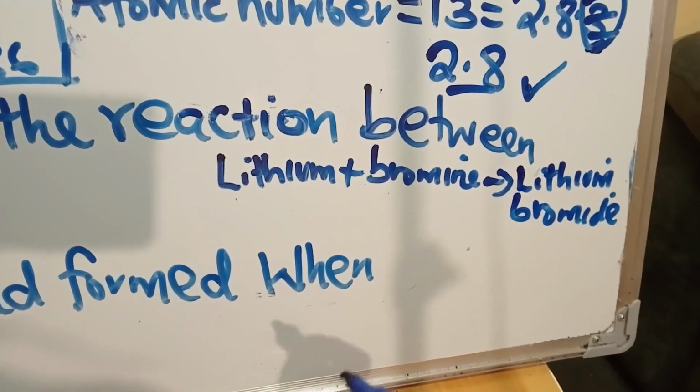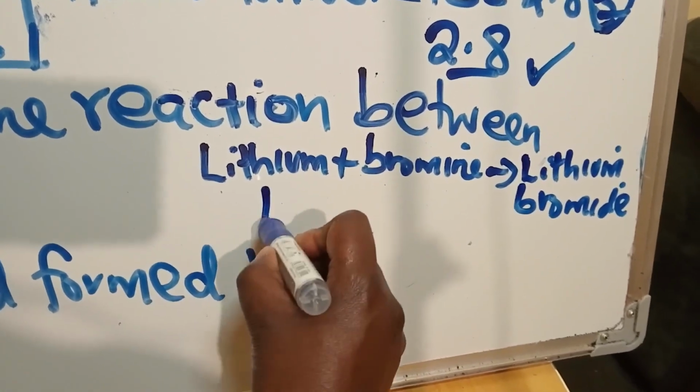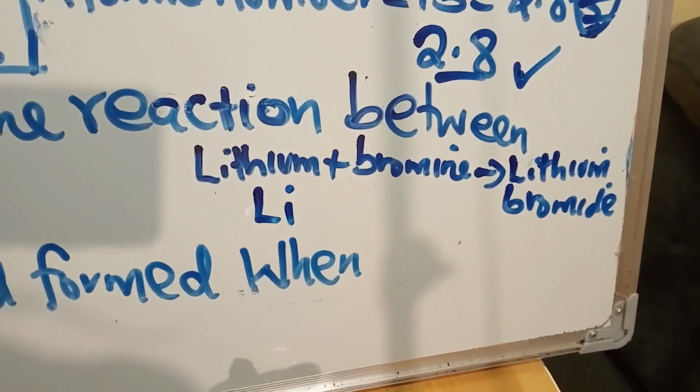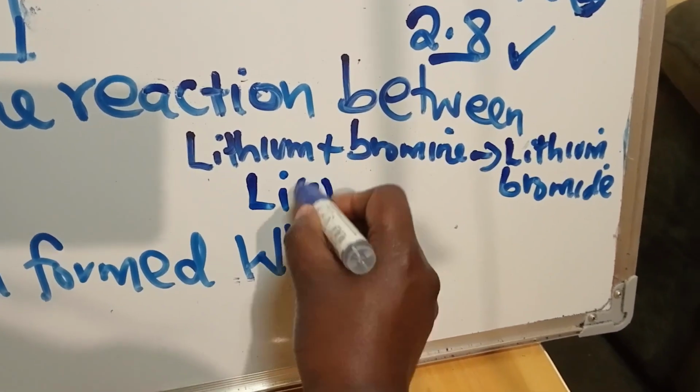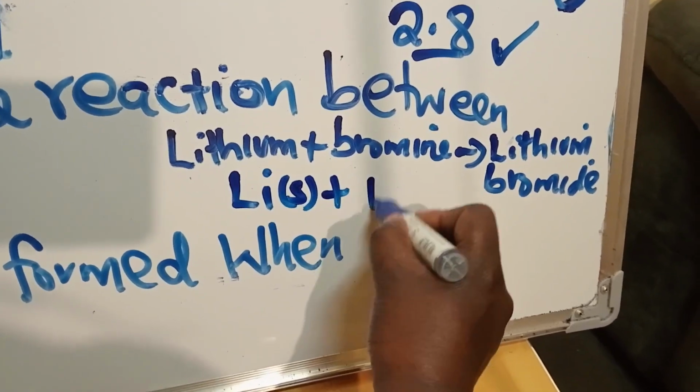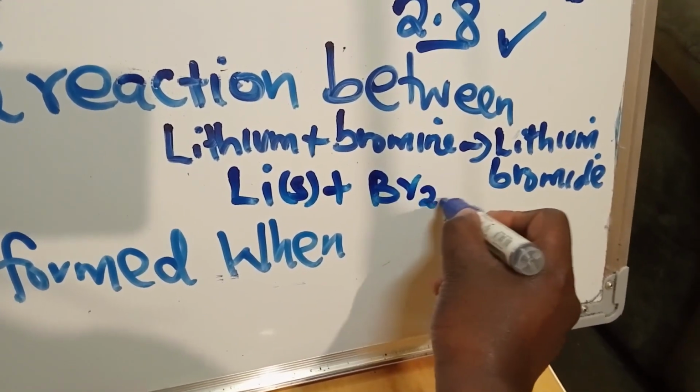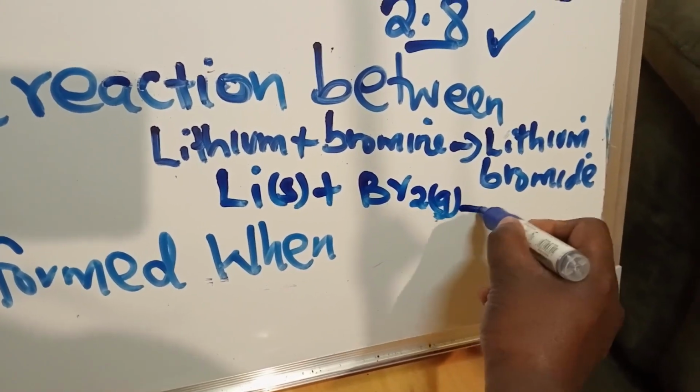In terms of the chemical equation, lithium is written like that. It is in the solid state. Bromine is usually a diatomic gas.